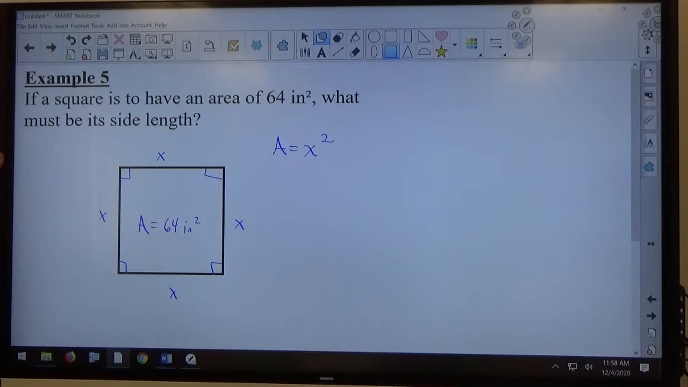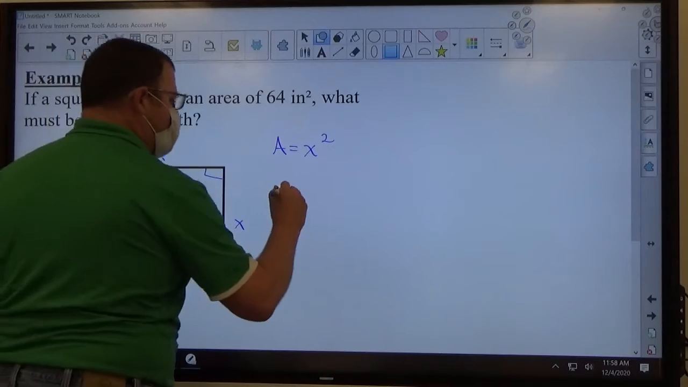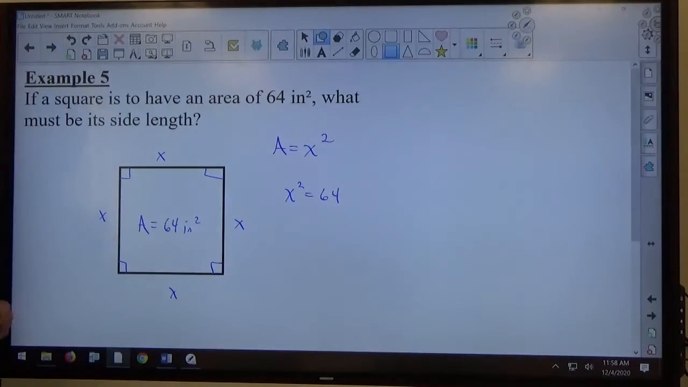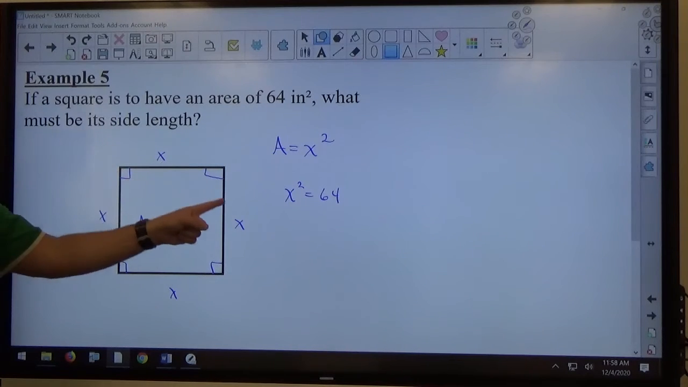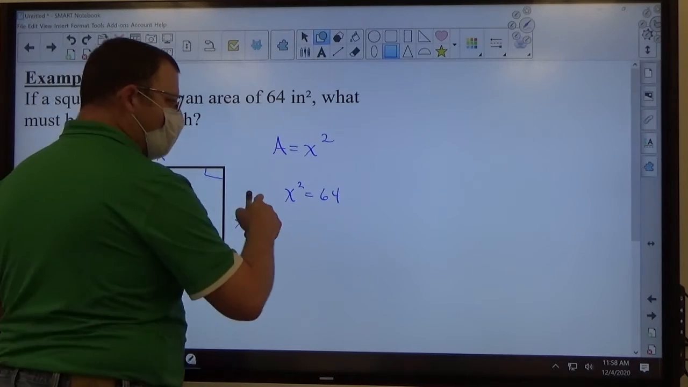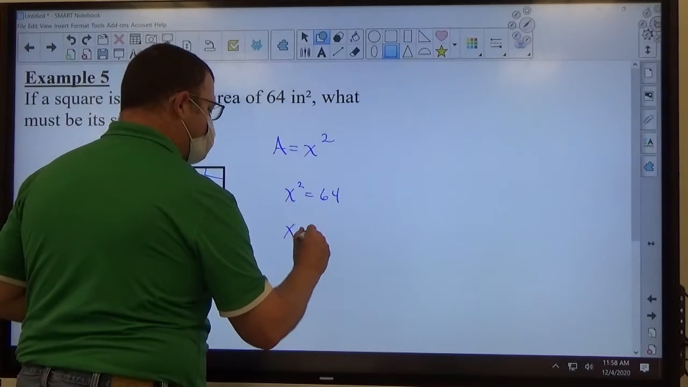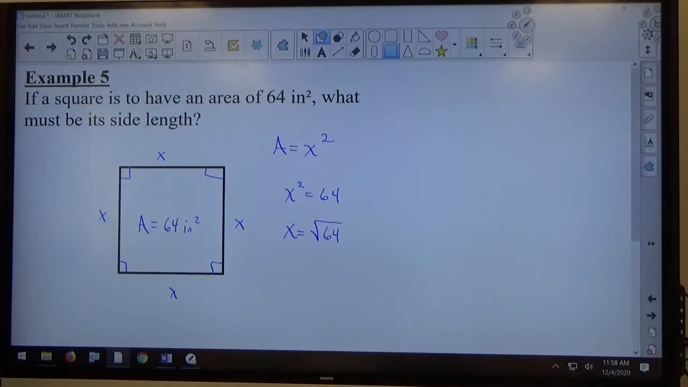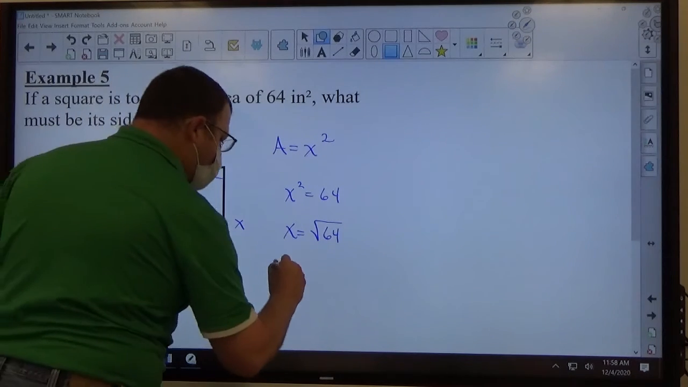And if the area is equal to 64 square inches, area also equals x squared. That means that x squared must equal 64. Okay, so the area formula, x squared equals the actual area 64. And if x squared equals 64, then x is going to equal the square root of 64. The way we get rid of a square in a problem is we take a square root. The square root of 64 happens to equal 8.